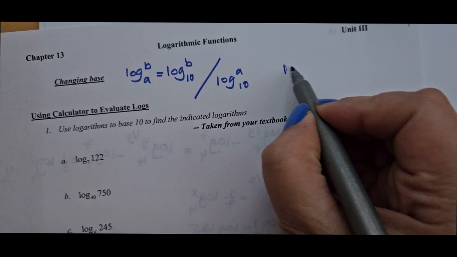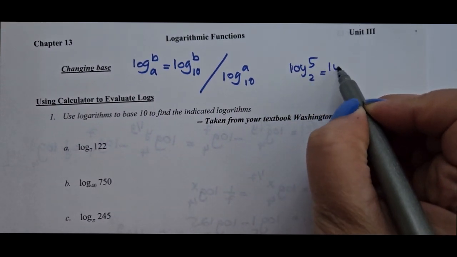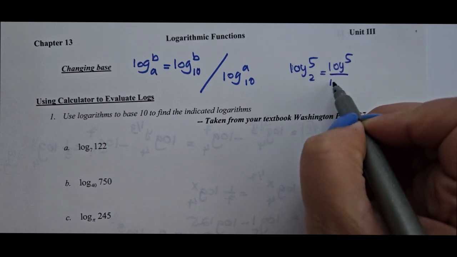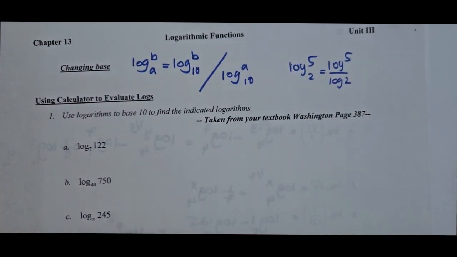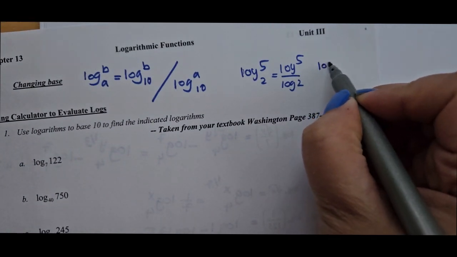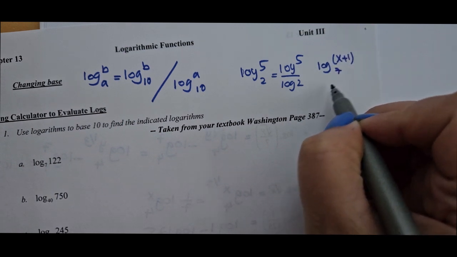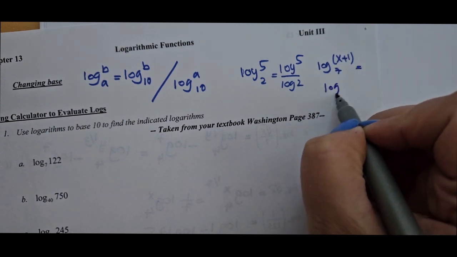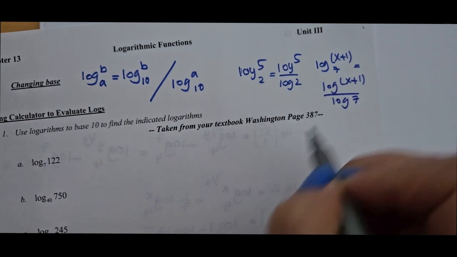So let me give you an example. Let's say log 5 to base 2, right? So that would be log 5 over log 2. So here is base 2, right? Another thing, it could also be x plus 1 to the base 7. So that would turn into log x plus 1 over log 7, right?